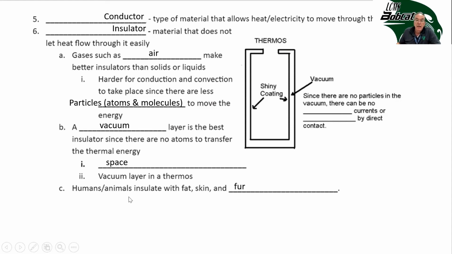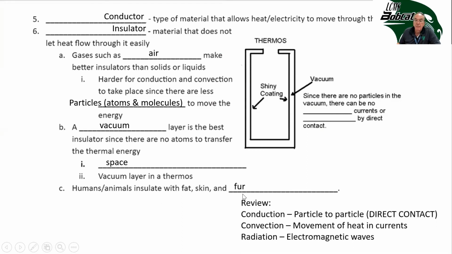Humans and animals insulate with fat, fur, and skin. So I want to review. Conduction is particle to particle, it's direct contact. Convection is movement of heat in currents, and radiation is electromagnetic waves.